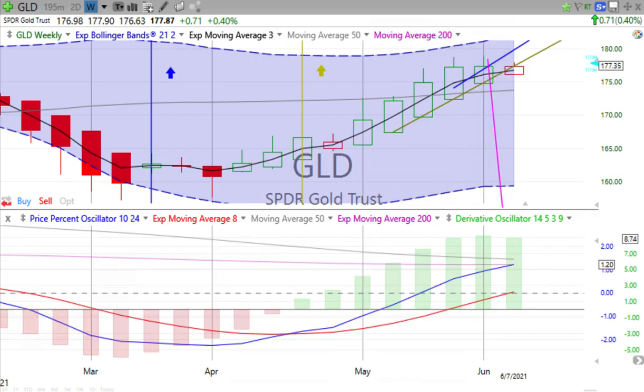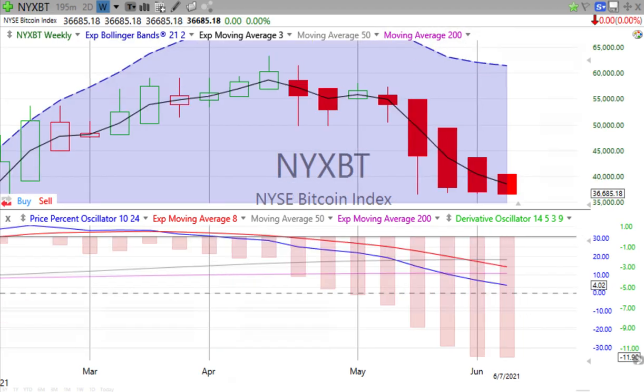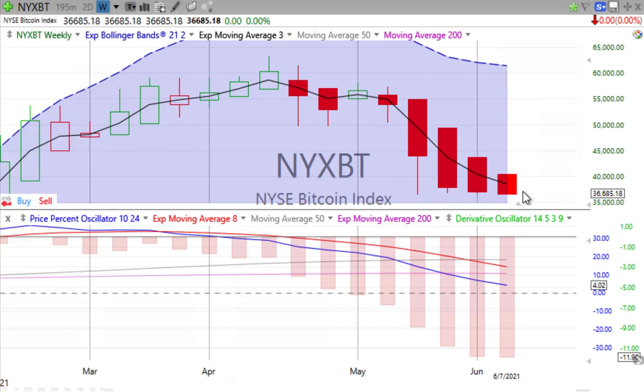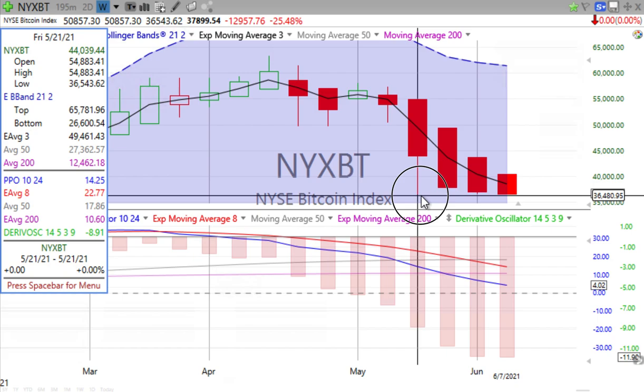Sorry about that. Now, let's lastly go to Bitcoin. Bitcoin, no movement for the day. Has Bitcoin hit its bottom here around the $36,600 or so mark? Is that where Bitcoin's going to bottom out?